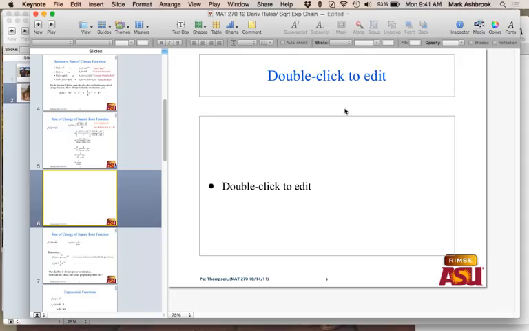And then the rate of change of the sum of functions, it's just what we like, right? It's the easiest result we could think of. It's just the sum of the rate of change functions.